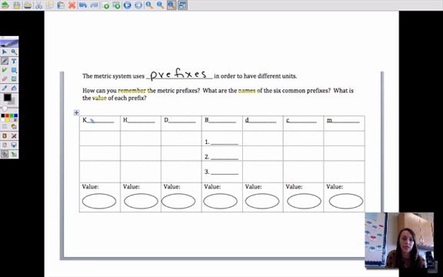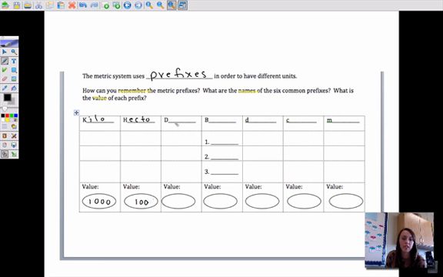So K stands for kilo, and it has a value of 1,000. H stands for hecto, and it has a value of 100.